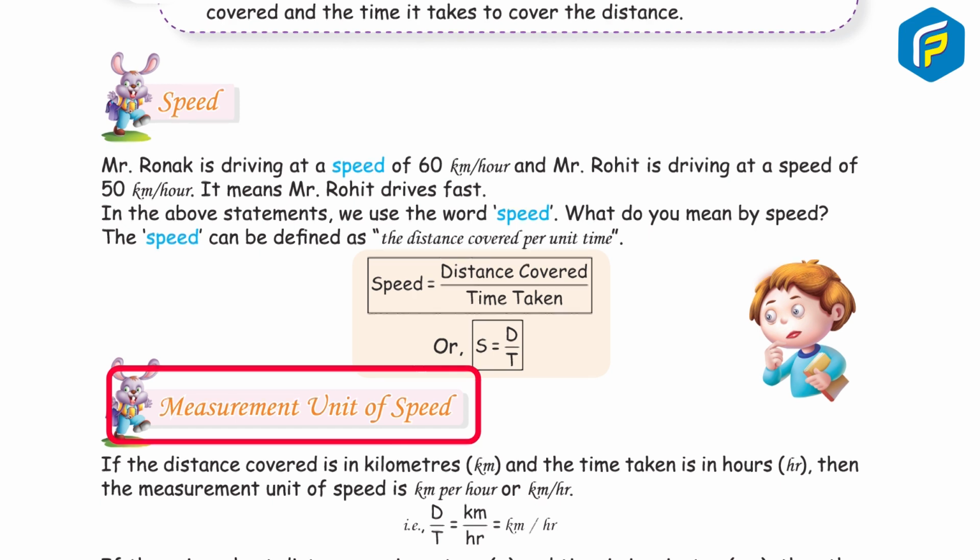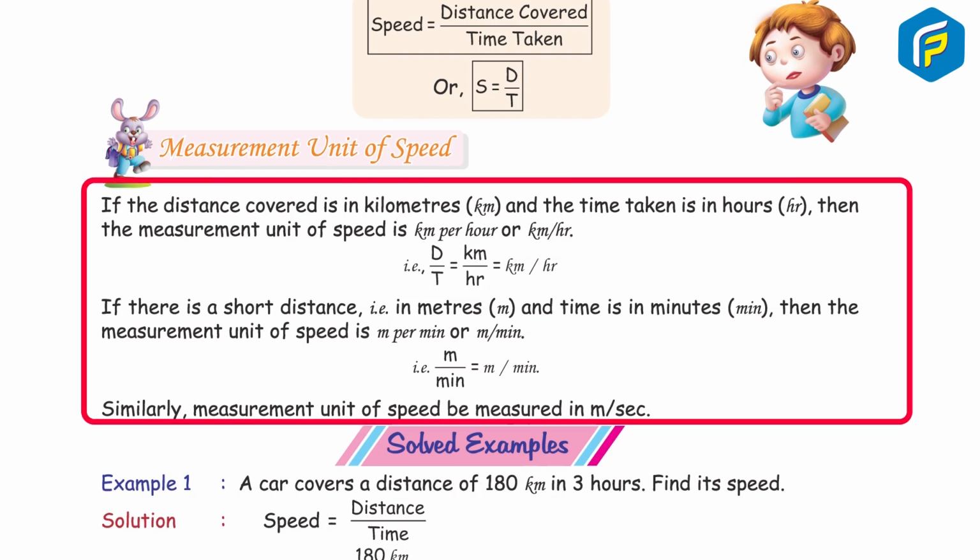Measurement unit of speed. If the distance covered is in kilometers and the time taken is in hours, then the measurement unit of speed is kilometer per hour, or km per hour. D upon T is equal to kilometer upon hour, which is kilometer per hour. If there is a short distance in meters and time is in minutes, then the measurement unit of speed is meter per minute, meter upon minute. Similarly, the measurement unit of speed can be meter per second.